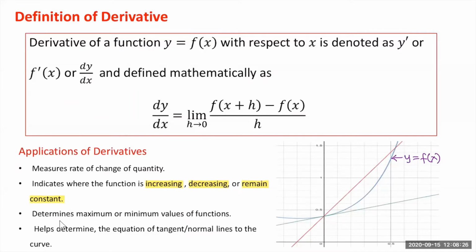Next, we use derivative to determine the maximum or minimum value of the function. If you want to find some maximum or minimum value of the function, then we can use derivative. Similarly, the last application that we'll see in our course is to determine the equation of the tangent line or normal line to the curve. If I want to find the equation of the tangent, like the one shown here in the graph, this is the tangent line. If I want to find the equation of this tangent line at this point, then we can use derivative to find the equation of the tangent line.